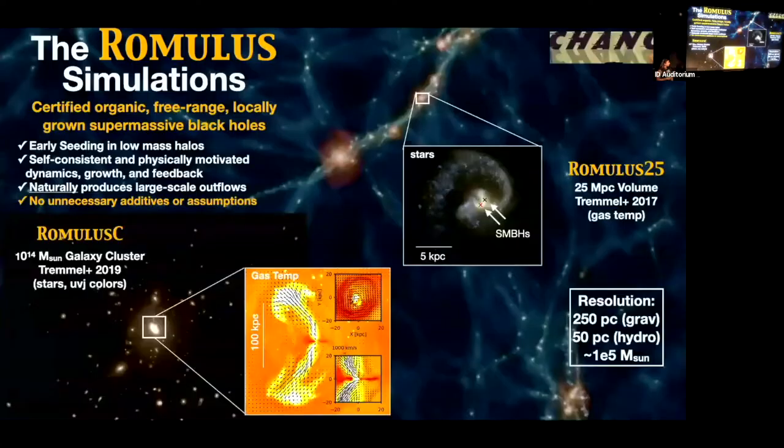So these black holes do not accrete very much, but that doesn't mean that there are no dwarf AGN. And so I want to pivot now and talk a little bit about the Romulus simulations, which is a 25 megaparsec cubed volume of, what is it, certified organic free range locally grown supermassive black holes.